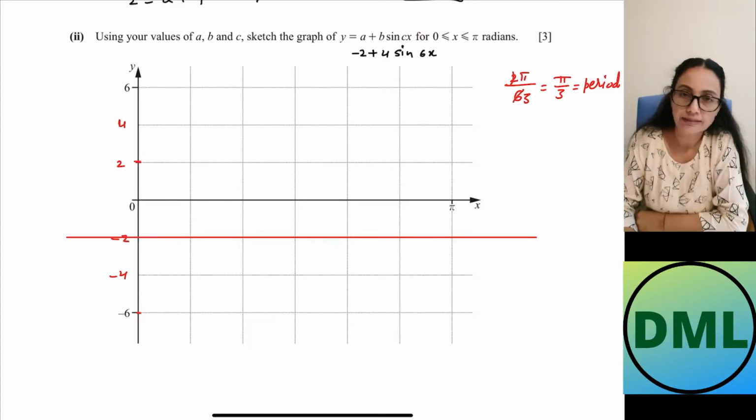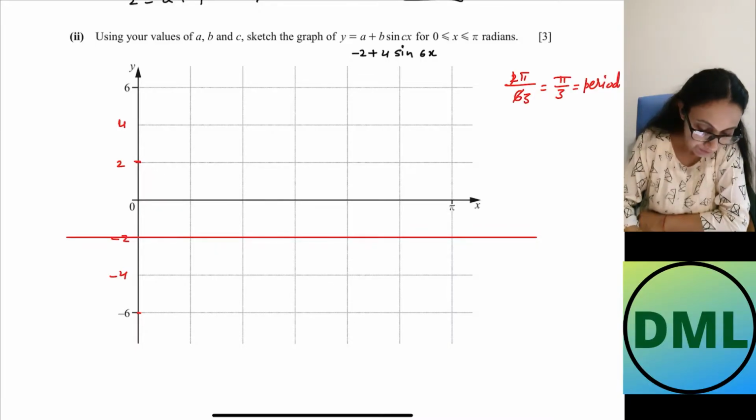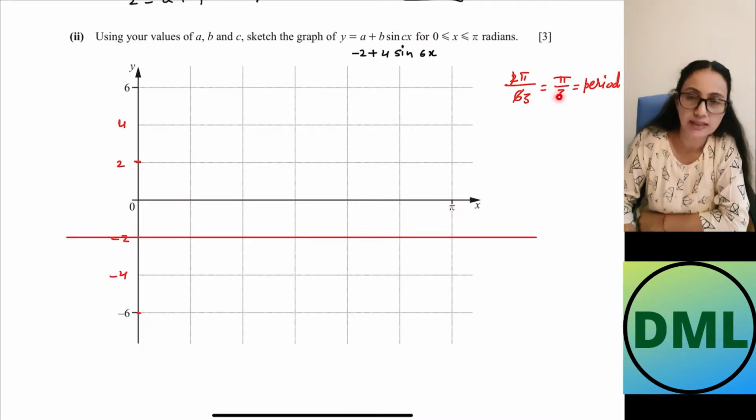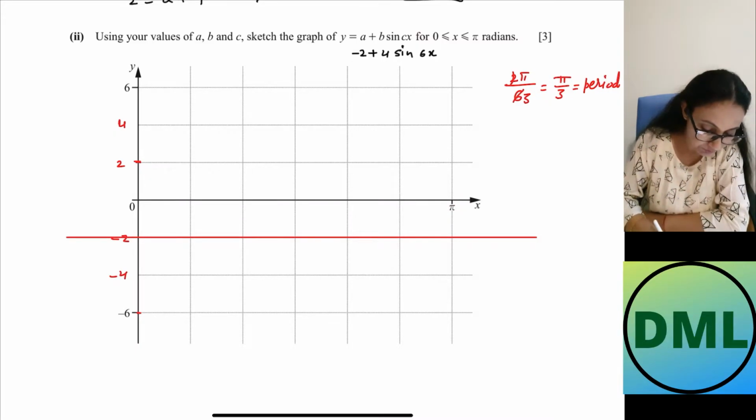Let's mark pi by 3 first in our graph here. As you can see from here, this is from 0 to pi. I need to divide this into 3 equal parts first. My first value will come here. This value is pi by 3. This value will be 2 pi by 3. And this value is 3 pi by 3.